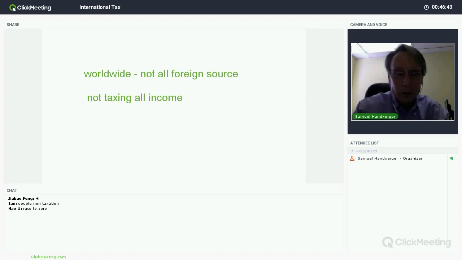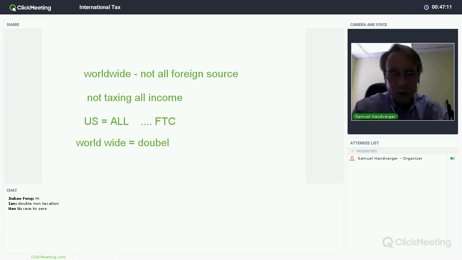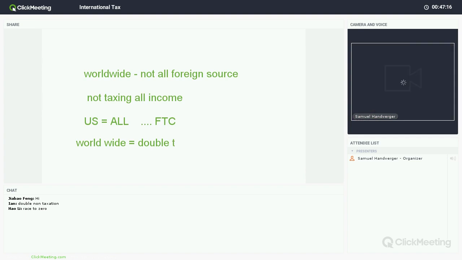So where you are the U.S. and you're taxing all, that's why the U.S. must have, in order to avoid double taxation, the foreign tax credit. I just want to make that a clear indication that one reason why many countries are worldwide, in theory, but to avoid double taxation, they tax there.